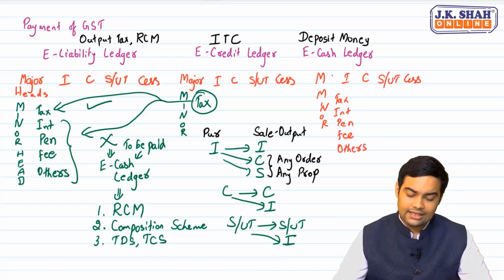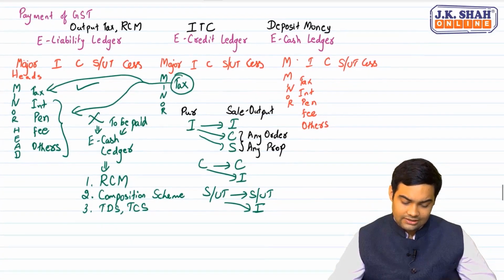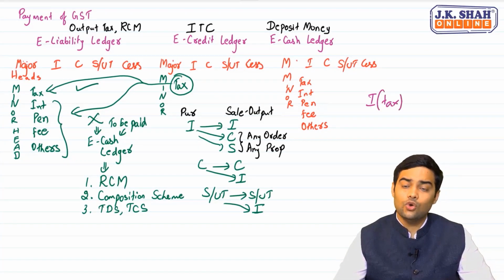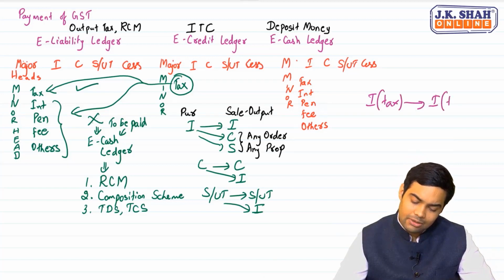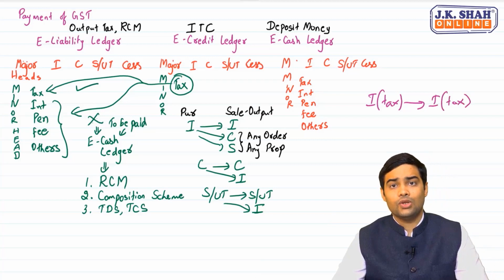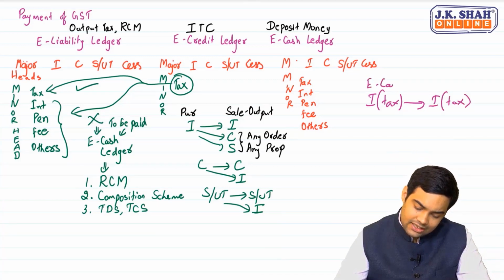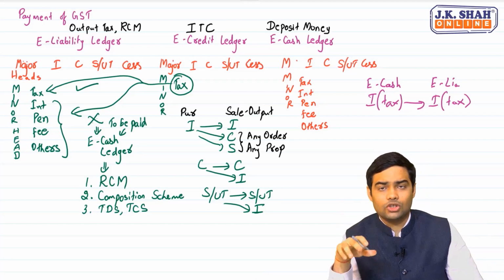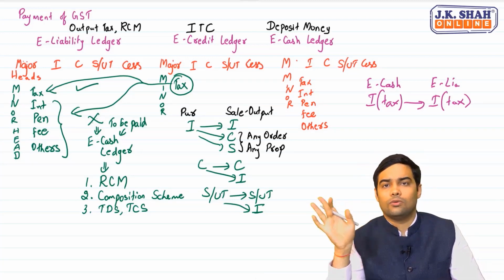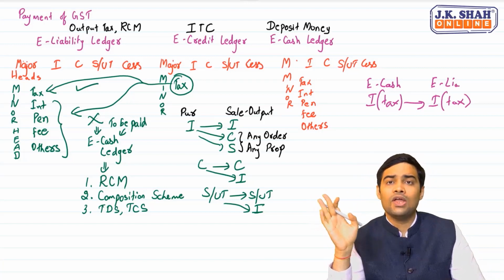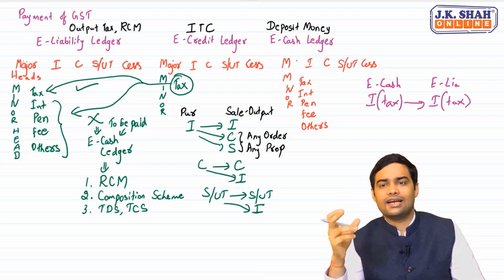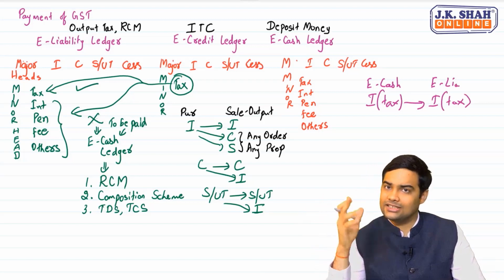Now, the e-cash ledger is very strict. If you have deposited money in I-tax, you can use it only to pay a liability of I-tax. Be very careful. If you have deposited money in e-cash of I-tax, you can use it only for I-tax. Nothing more, nothing less. So, sir, I-cash if I deposit, can I use it for I-penalty? No. Can I use it for C-tax? No. Can I use it for S-tax? No. S-interest? No. A particular major minor head should be used only against that particular major minor head.